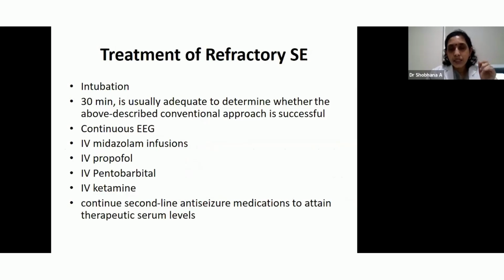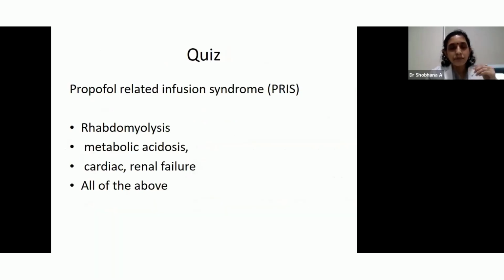And refractory status epilepticus, if the patient does not respond, most of them need intubation, ventilation, IV midazolam or propofol infusion. And nowadays ketamine is a little higher up on the rank, because it acts on NMDA receptors, so it acts well. Whereas the midazolam and others will act on the GABAergic receptors. So you can break the cycle of seizures, right?